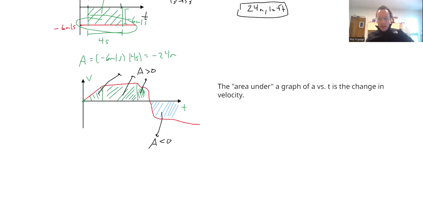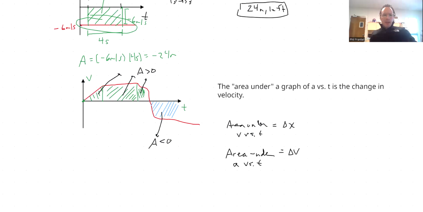Area under velocity versus time equals the displacement, or delta x. And the area under acceleration versus time is equal to the change in velocity, which could be a positive or negative change, depending on what the initial and final velocity values are.